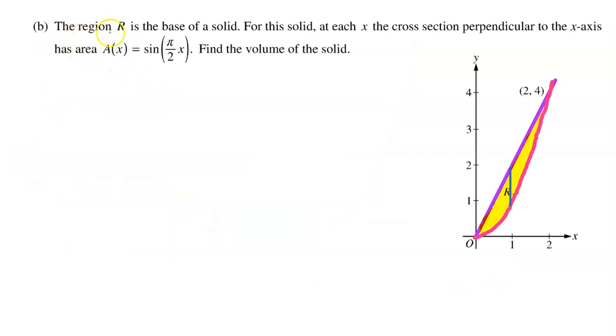Part B: the region R is the base of a solid. For this solid, at each x, the cross-section perpendicular to the x-axis has area A of x equals sine of pi over 2 x. Find the volume of the solid.